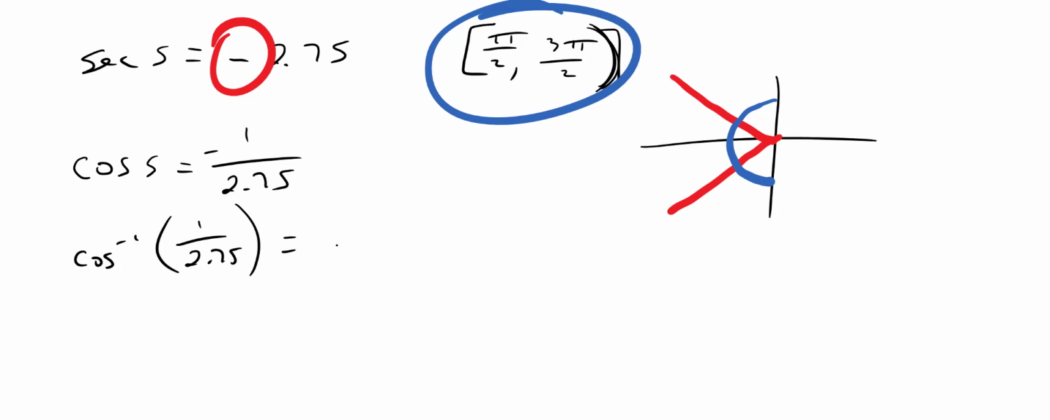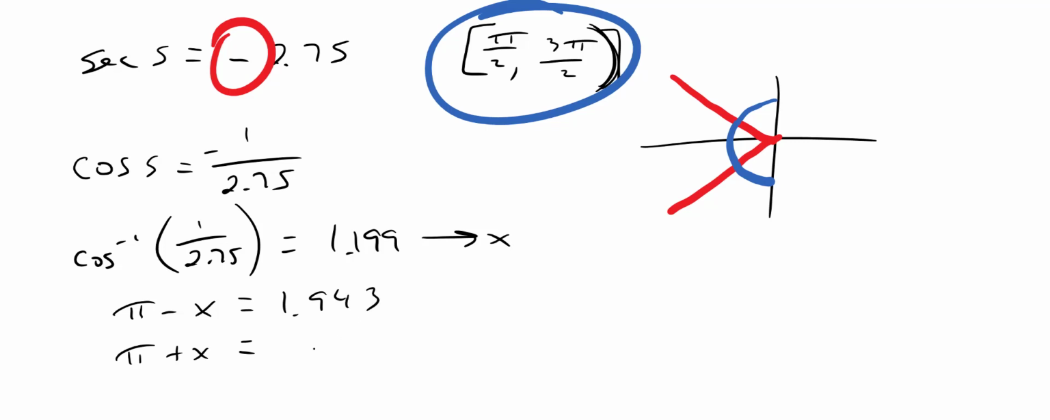And that gives us 1.199. Store in X. That's actually important now that we store in X, because you're going to say pi minus X and pi plus X. And hopefully you guys are following along, trying your calculator. Pi minus X is going to give us 1.943, and pi plus X is 4.340. Those are 2 answers. Okay?